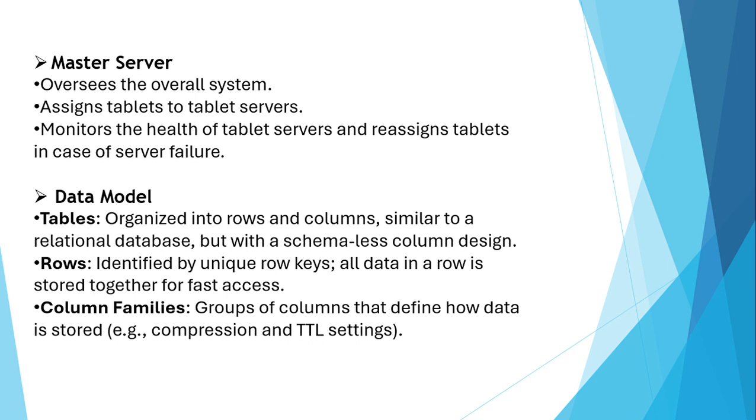Now data model. Tables are organized into rows and columns, similar to a relational database but with a schema-less column design. Rows are identified by a unique row key. All data in a row is stored together for fast access. Column families, groups of columns that define how data is stored. Example, compression and TTL settings.